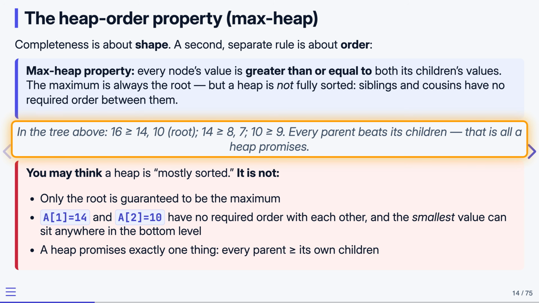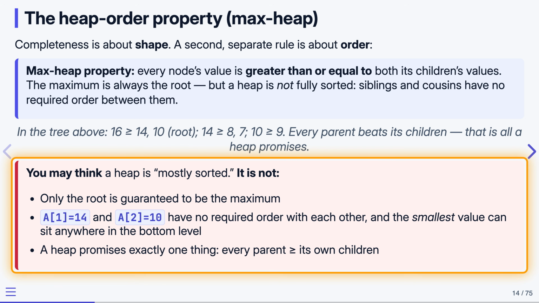Check it on the tree from before. 16 is greater than or equal to 14 and 10 at the root. 14 is greater than or equal to 8 and 7. 10 is greater than or equal to 9. Every parent beats its children. That is all a heap promises.